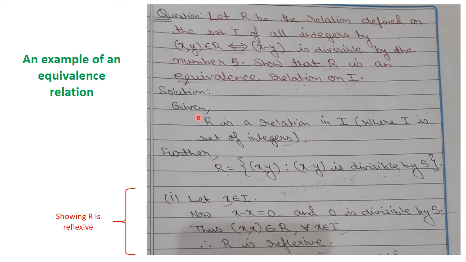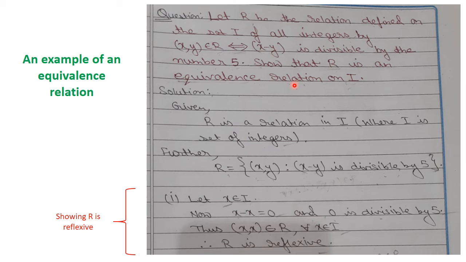Now we see an example for equivalence relation. Here we have taken a relation R, which is defined on the set of integers, and the condition is that R will have all those ordered pairs for which this condition is satisfied. So (x, y) belongs to relation R if x minus y is divisible by the number 5. We need to show that R is an equivalence relation on I.